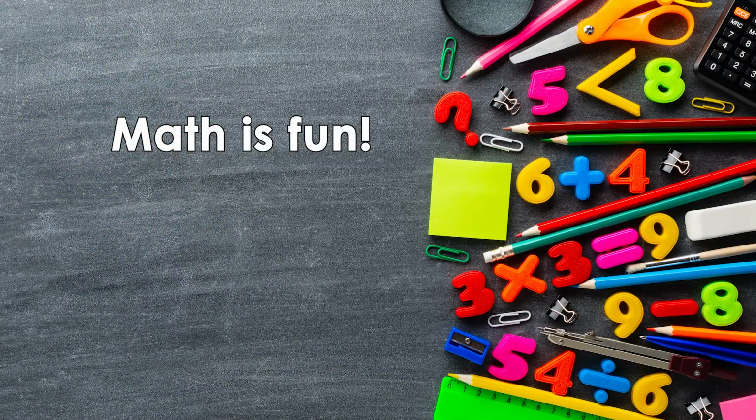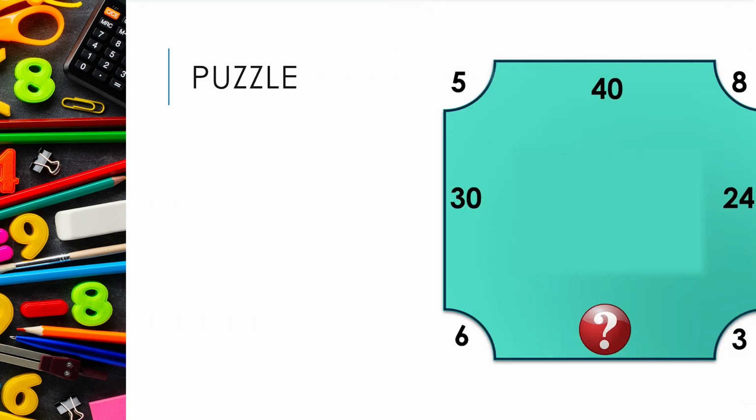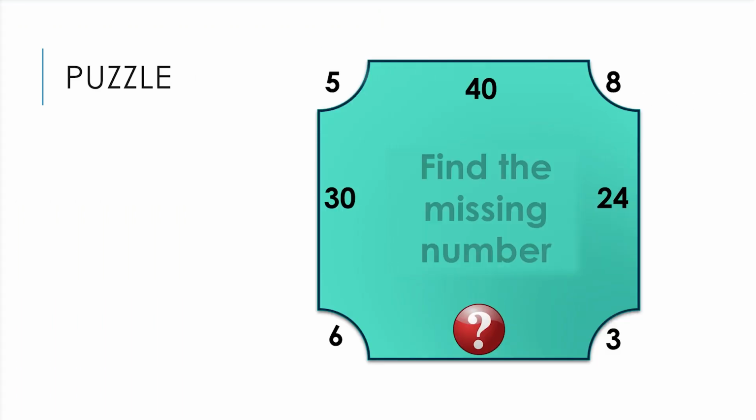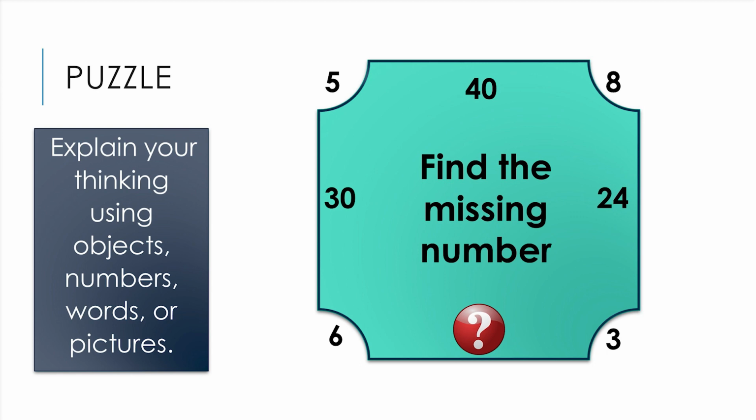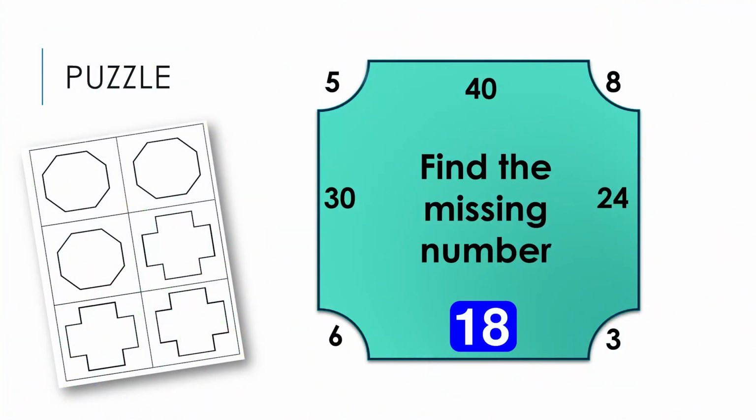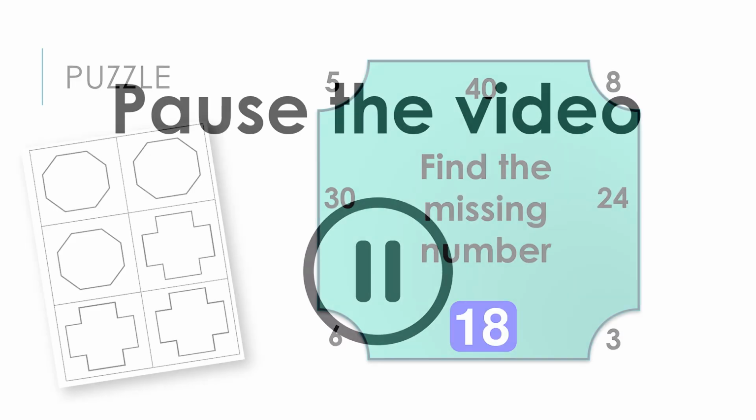Math is fun. Try this puzzle. What do you notice? Find the missing number. Explain your thinking to someone using objects, numbers, words, or pictures. Pause the video now. 18 is the answer. Was that easier for you to solve or explain than the first puzzle? Pause the video and explain why or why not.